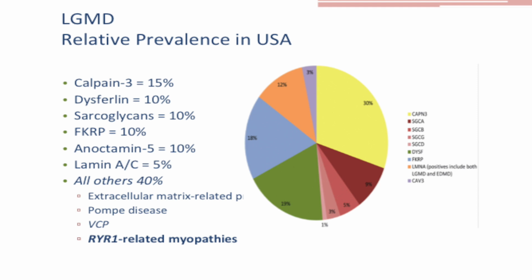Of the limb-girdle dystrophies, there are quite a few. There's the most common, which is calpain. This next group of 4. This one called lamin AC. And then I'm going to do the all others. And I include 4 amongst the all others that are the most common. And that includes Bethlem myopathy, Pompe disease, VCP-associated disorders, and RYR1-related myopathies.